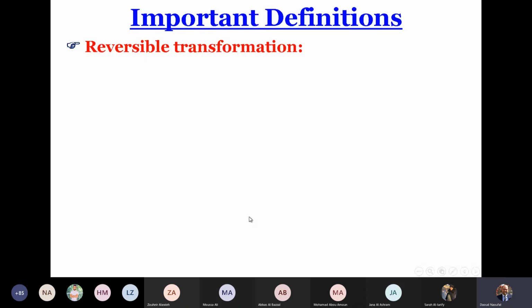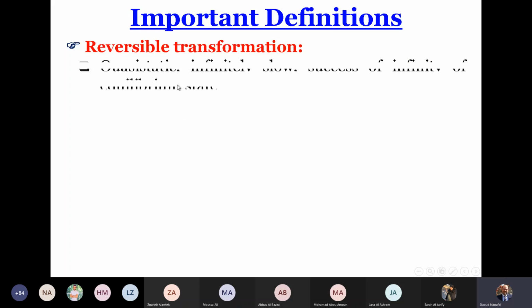The transformations are two types: the reversible transformation and irreversible transformation. Reversible transformation means you have transformation in direction 1 and transformation in direction 2. So this is reversible. It took place in the two directions.